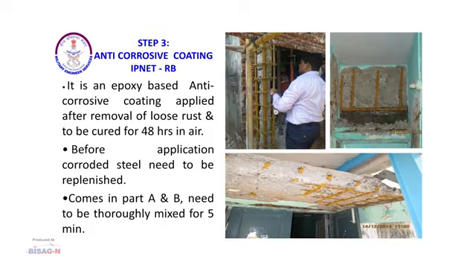Step 3, anti-corrosive coating, which is an epoxy based adhesive, is done on the surface of the reinforcement. In our case, it is IPNet RB. After curing of 48 hours with air, it is finalized. Now, before the application of this anti-corrosive coating, all the corroded steel needs to be replenished. These coatings usually come in 2 parts which need to be mixed and then applied.